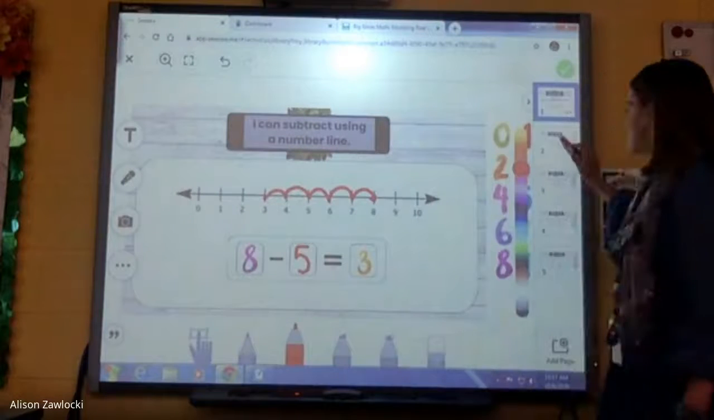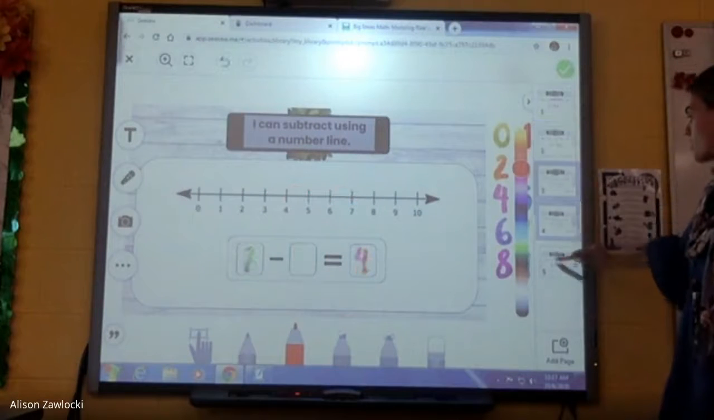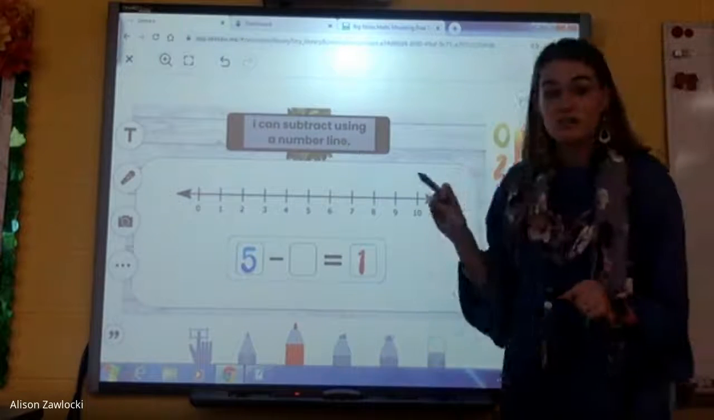Great job. You are going to do these ones on your own, and when you're finished, you're going to make sure you click the check to turn it in.